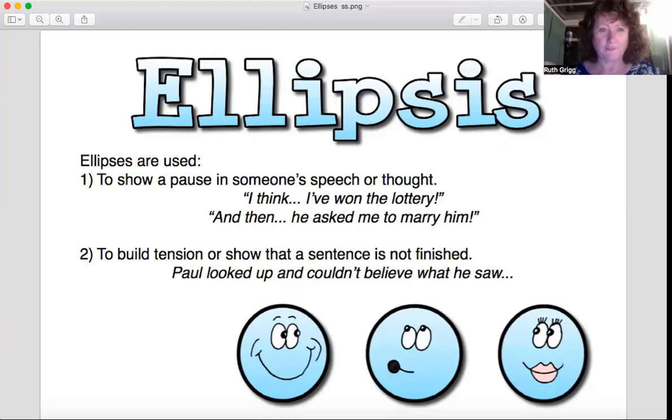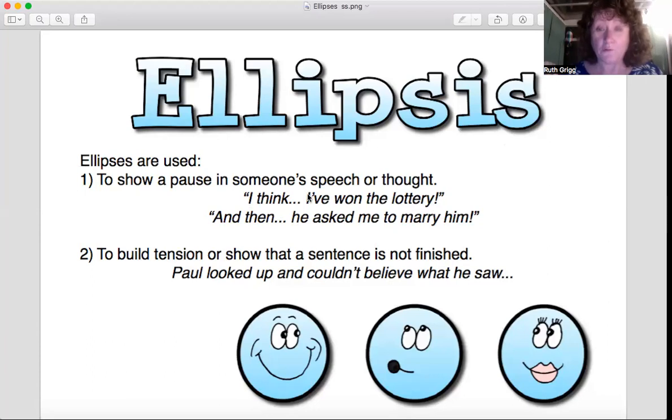So ellipses, what are they all about? Now there's two ways we can use ellipses. One of them is to show a pause in someone's speech or in their thoughts. So, for instance, if we have a look at this first sentence, it says, "I think..." showing a pause. Someone's thinking, "I think I've won the lottery."